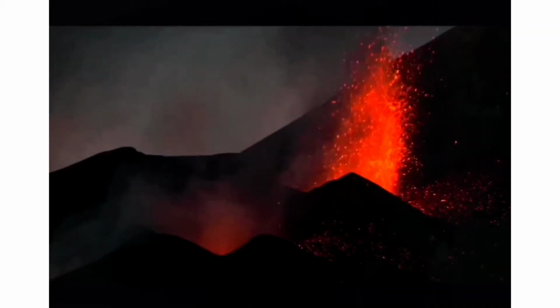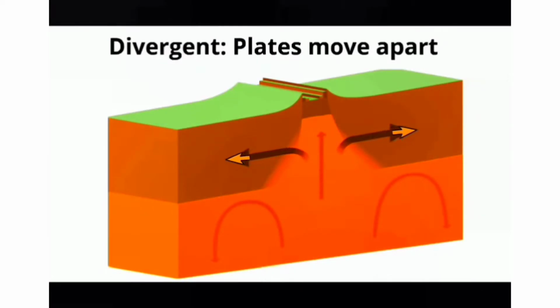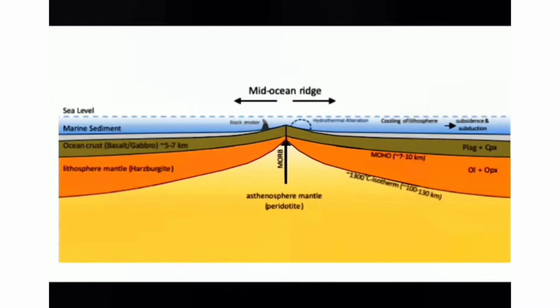Next we have divergent boundaries. This is when two plates move away from each other. The separation allows the asthenosphere to rise towards the surface and partially melt. This melting creates magma which erupts in the form of lava. Lava cools and solidifies to create new rock. It creates oceanic floor or new continental crust.